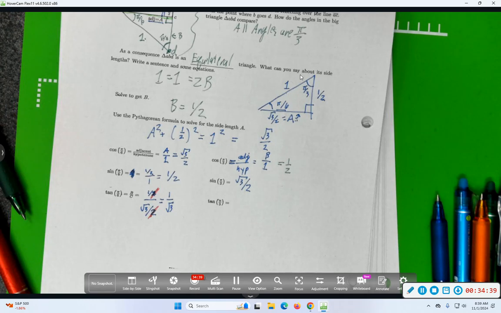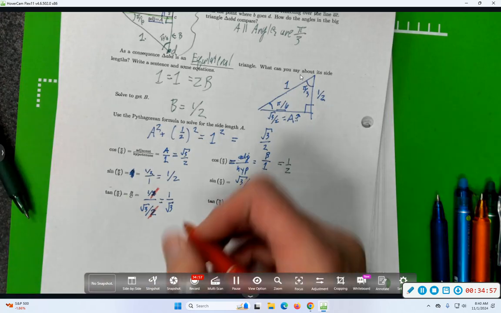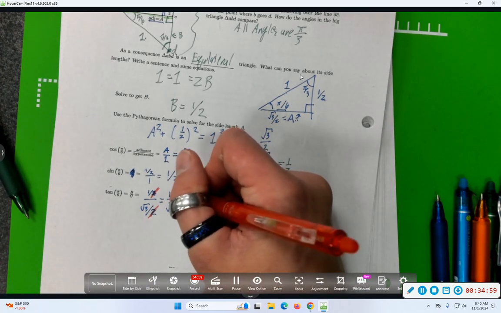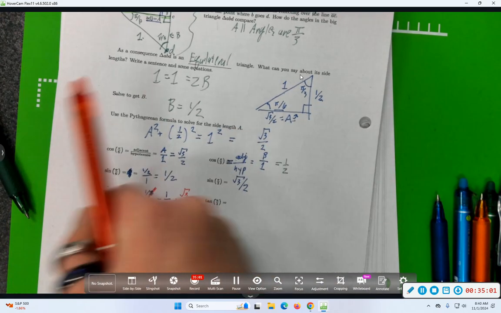Well, let's see. 1 over root 3, I see a square root in the denominator. I don't like seeing a square root in the denominator. When you see a square root in the denominator, multiply and divide by that square root. That'll get rid of the square root in the denominator and put it in the numerator. So, what should I multiply and divide by? Nice. And what does it simplify to?